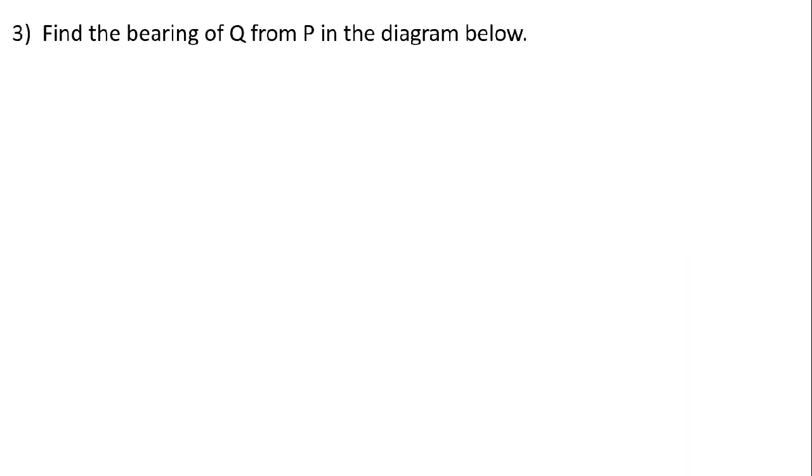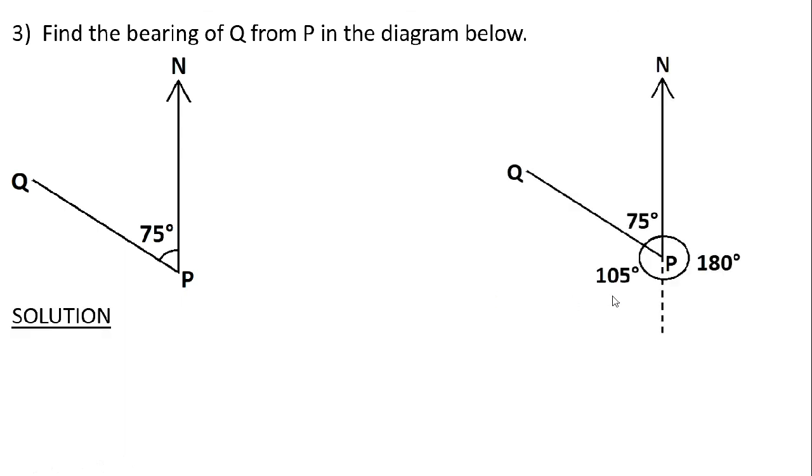The last question. Find the bearing of Q from P in the diagram below. Now, when we extend this line, you'll find that we are going to have a straight angle which is 180 degrees. And then we have to subtract 180 degrees minus 75, which is going to give us 105 degrees on the other side. It's going to look like that. So from there, when we measure on a straight line, we're getting 180 degrees. Subtract 180 minus 75 degrees, we are getting 105 degrees.